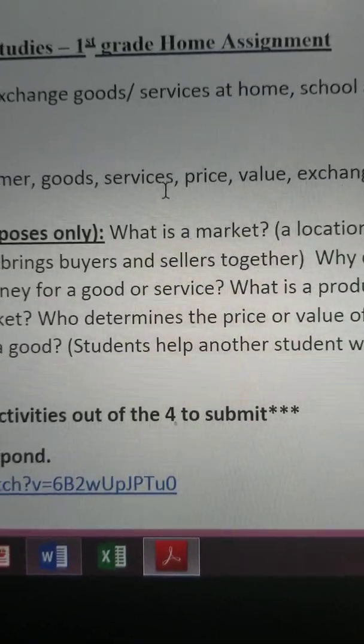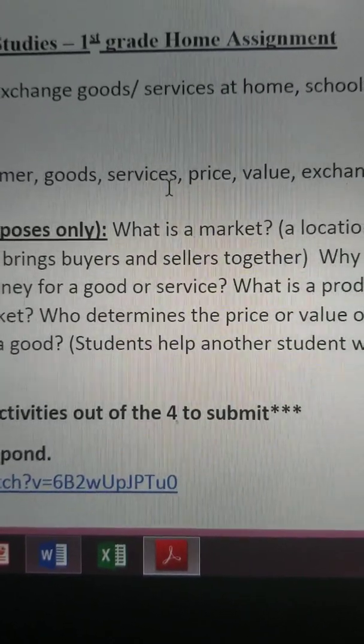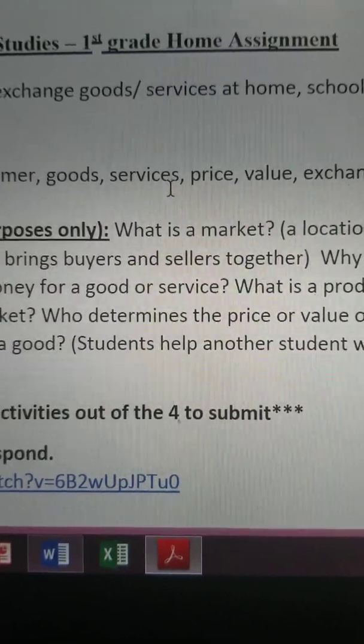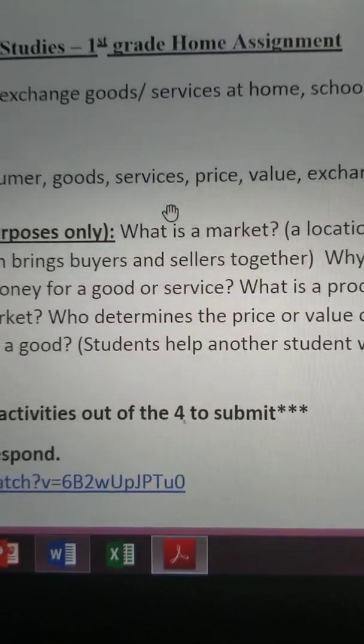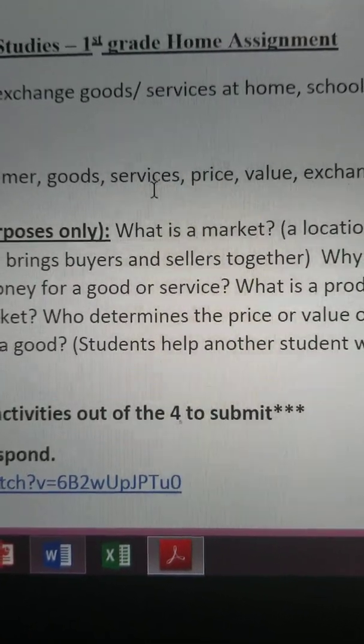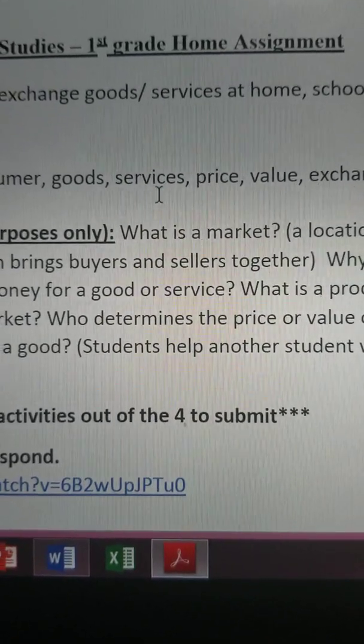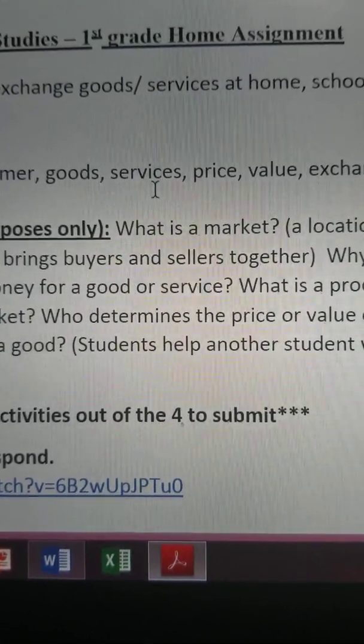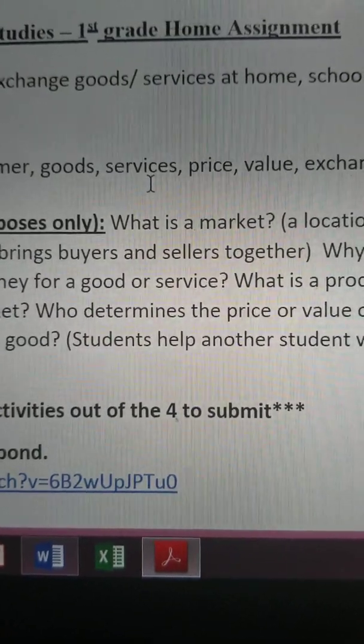Services is a job somebody does to help somebody else. We discussed those two words last week as well. So services, like a veterinarian provides a service to animals. A stylist provides a service for people who need to get their hair styled or cut.